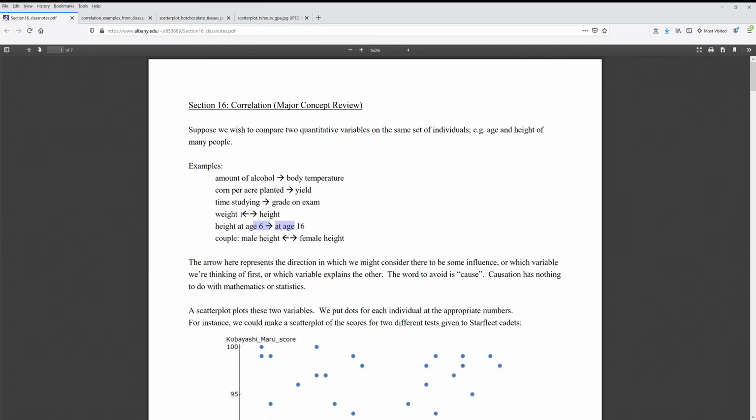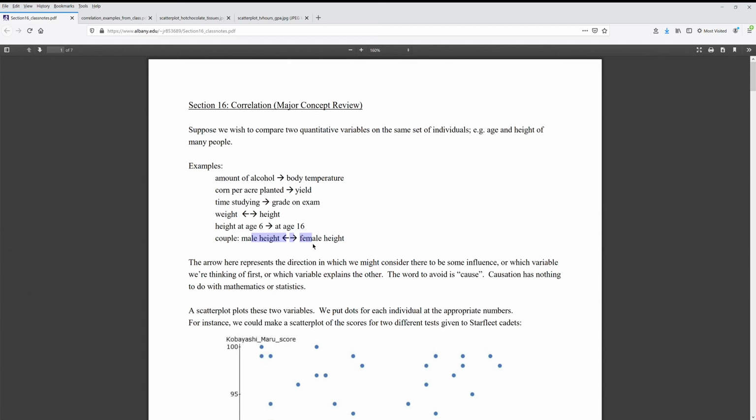But for other examples, you can do it in either direction. How does weight influence height? How does height influence weight? And likewise with couples. The arrow represents the direction in which we might consider there to be some kind of influence. Which variable we're thinking of as coming first? Which variable explains the other?